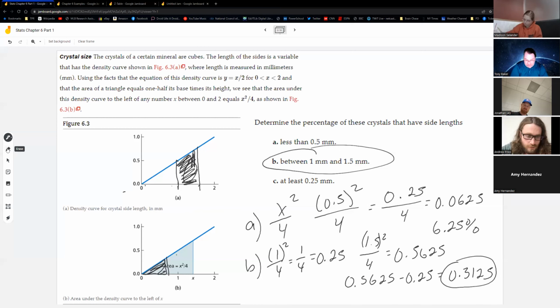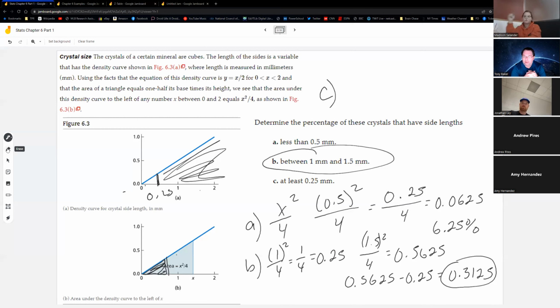All right. Now, the last one of this one wants at least 0.25. So it wants from here, and it wants all of this. How do you think we're going to do this one? What would be the easiest way to do this? Would you subtract the 0.25 from the rest? Yeah, so I'm going to find the 0.25, and then I'm going to subtract that from 1.